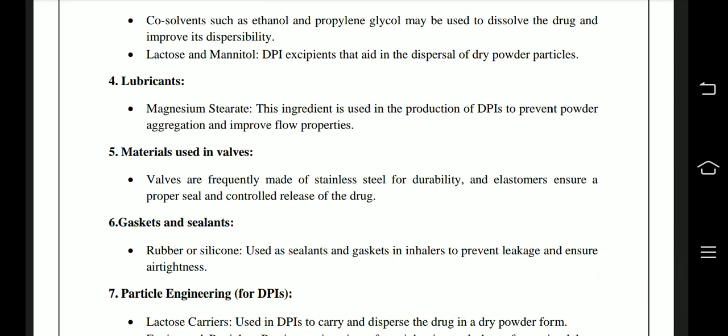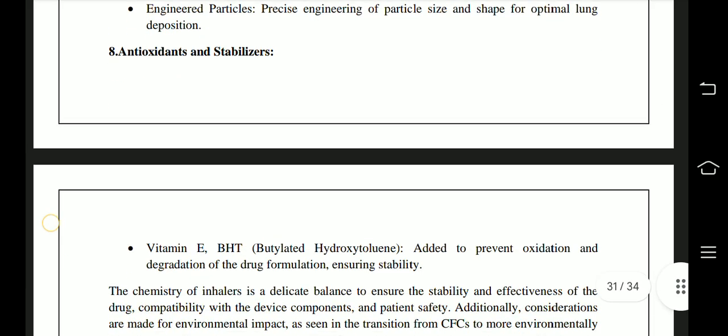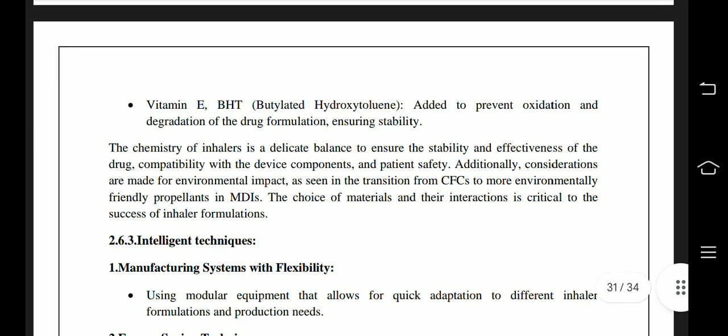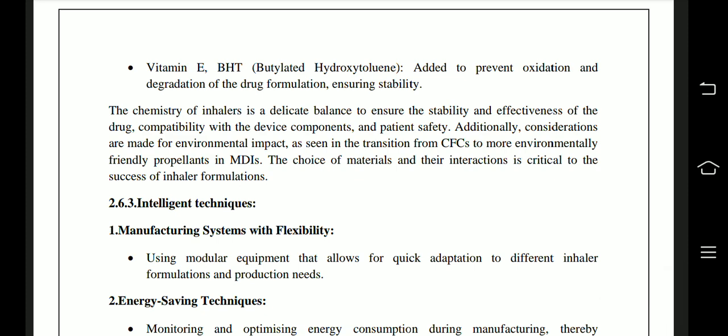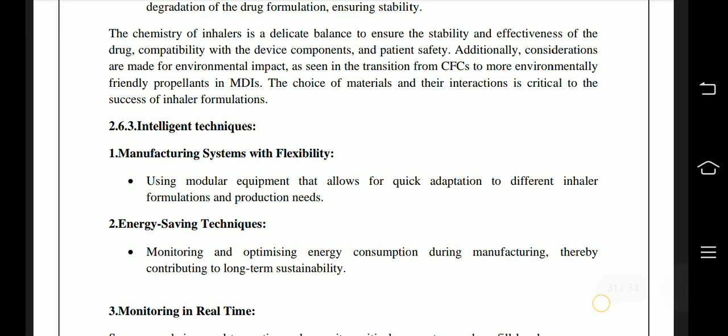Fourth one is lubricant. Magnesium stearate. This ingredient is used in the production of DPIs to prevent powder aggregation and improve flow properties. Material used in valves, gaskets, and sealants, particle engineering, antioxidants, and stabilizers. These are all involved in the chemistry of inhalers. The chemistry of inhalers is a delicate balance to ensure the stability and effectiveness of the drug, compatibility with the device components, and patient safety. The choice of materials and their interaction is critical to the success of inhaler formulation.